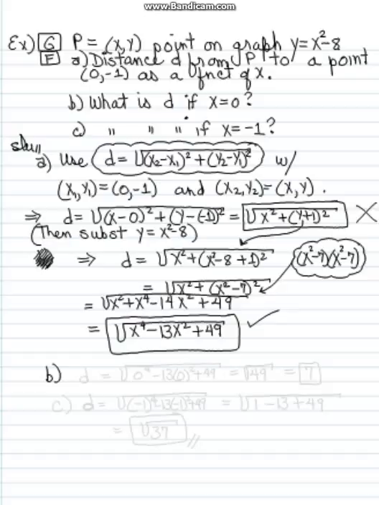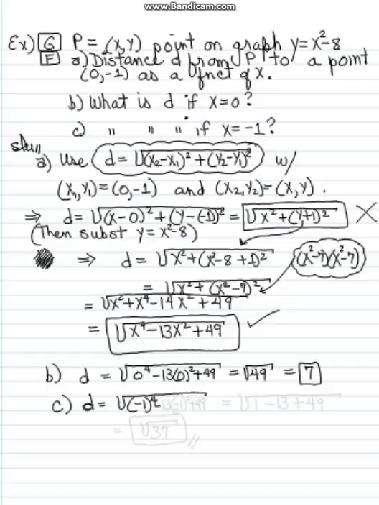Part B, what is this distance that we just found when x is equal to 0? Well, it's so easy. Just take that result we got in part A and plug a 0 in for the x's. We get the square root of 0 to the 4th minus 13 times 0 squared plus 49, which is just the square root of 49, which is 7. Now part C says, how about when x is equal to -1? Just plug in -1 for x.